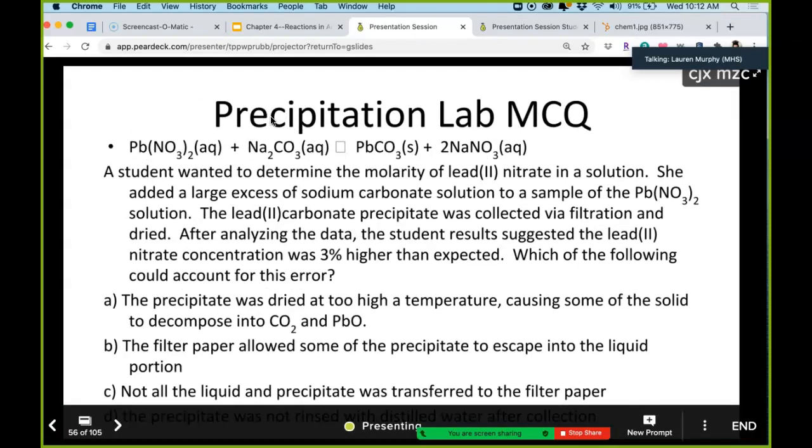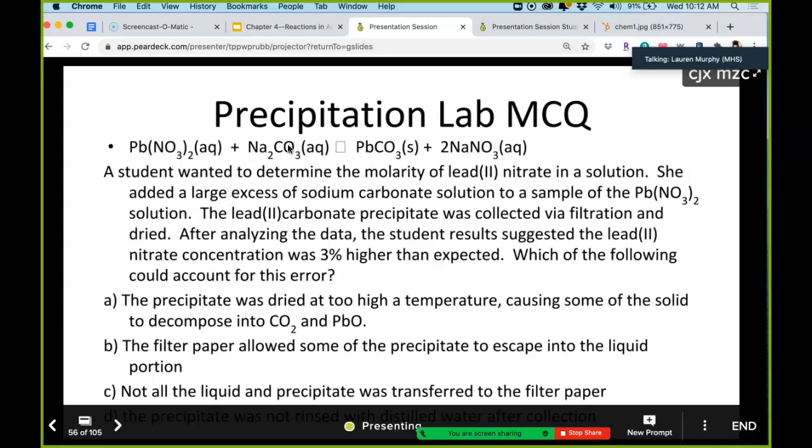So what they do is they react it with excess sodium carbonate. So if this is your excess, by default, this is your limiting, meaning all of the lead 2 nitrate turned into lead 2 carbonate. Okay, so they precipitate this out, they find its mass, and then they do stoichiometry to work backwards to find out what concentration the lead 2 nitrate is.